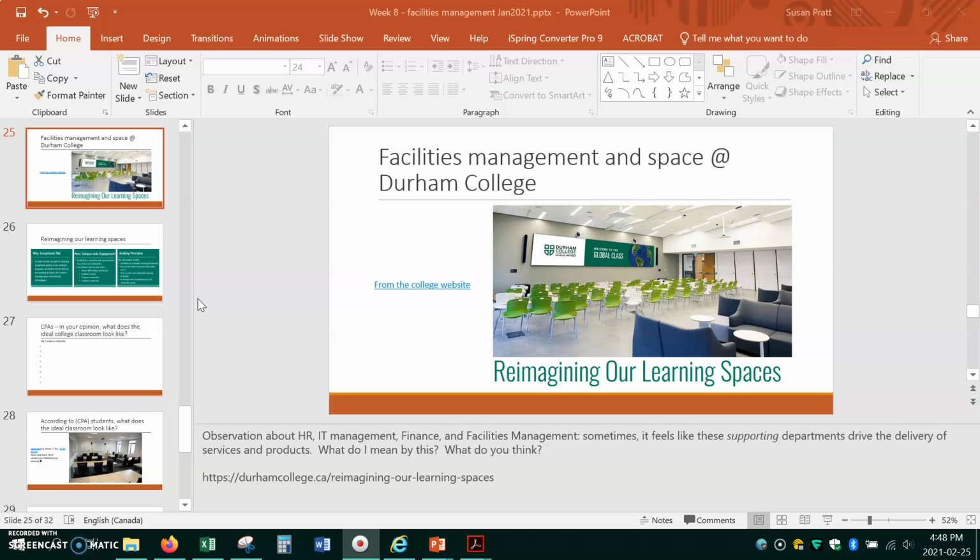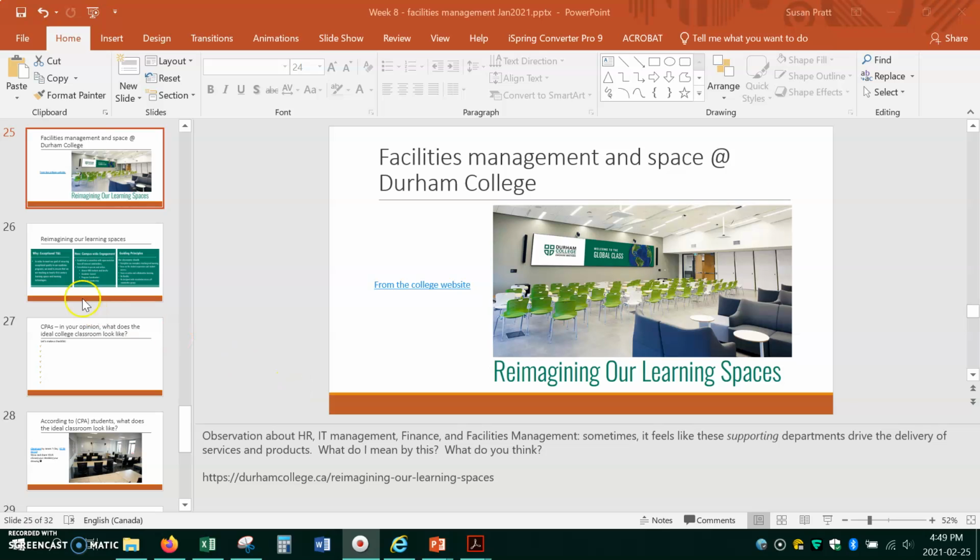Okay, so now you did the reading and check for understanding, so you understand what we mean by space in an organization and how maybe it's allocated. So Durham College, this image is from their website. I've clicked it right here. And they set up a committee to review classrooms and how they'll be designed and what the layout will be.